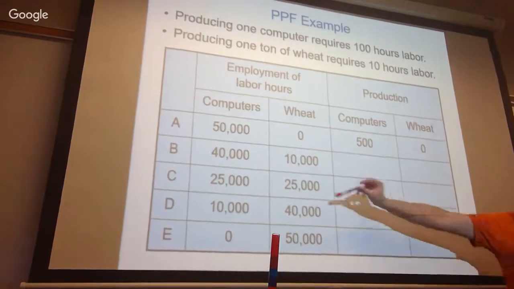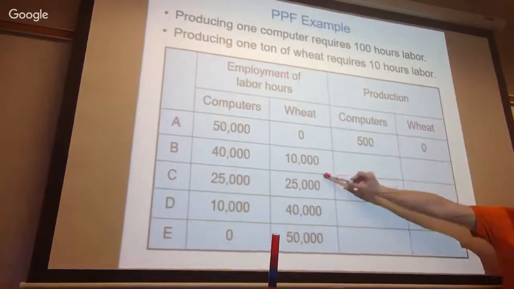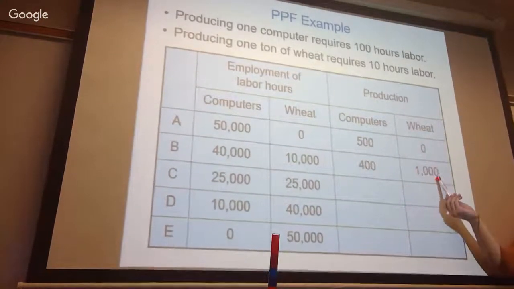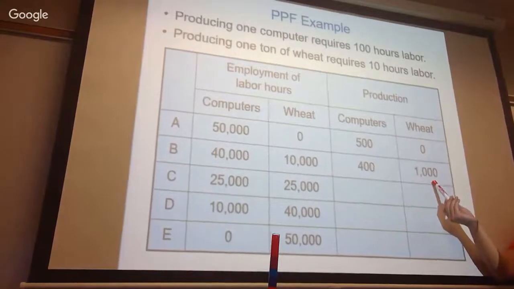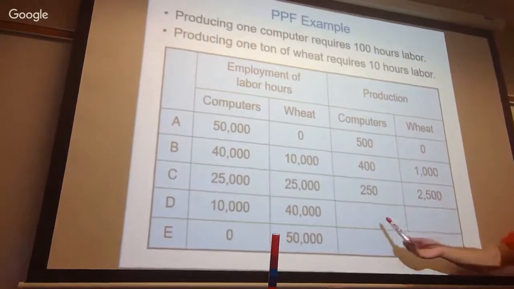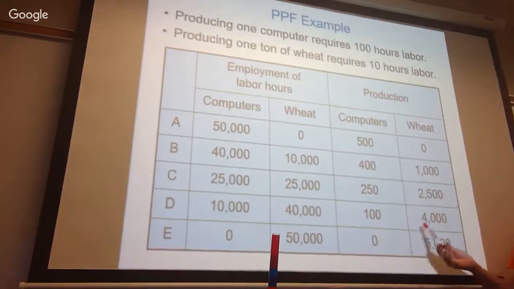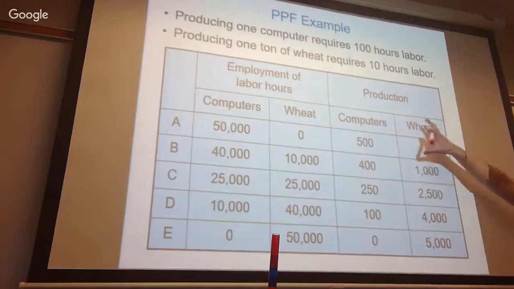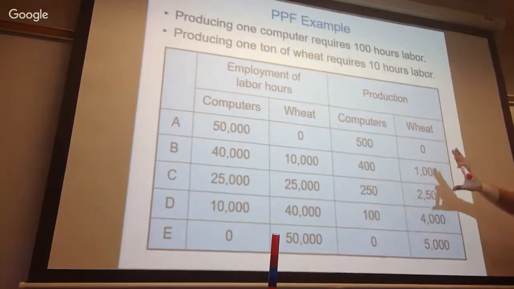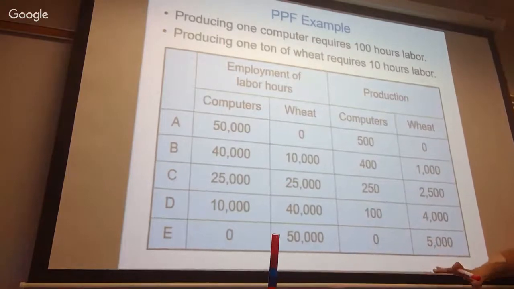1,000, right? So it's 10,000 hours, 10 hours each. So 10,000 divided by 10, you can have 1,000 wheat, right? And then same thing for this one will be 250 computers and 2,500 wheat, and then 100 and 4,000, and the last one is 0 and 5,000 wheat. So these are the different combinations of food and service we can produce. And then with this information, we can draw our production possibility frontier from here.